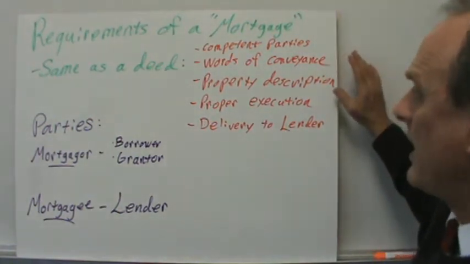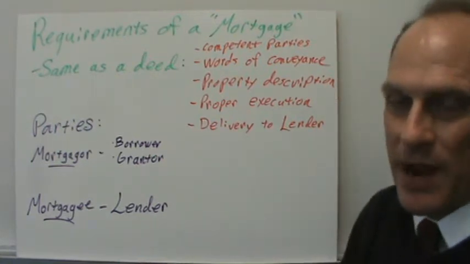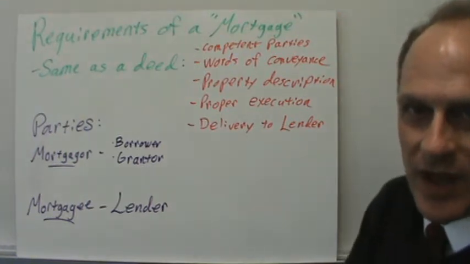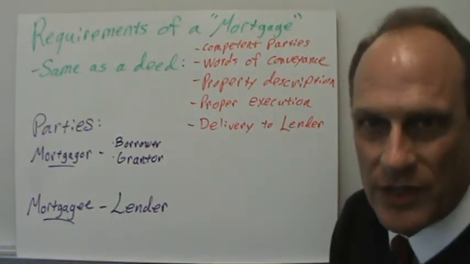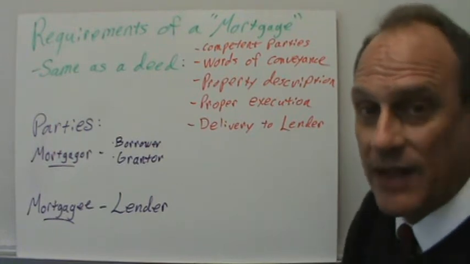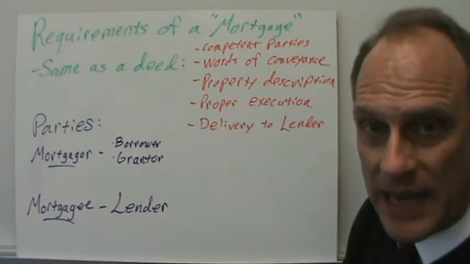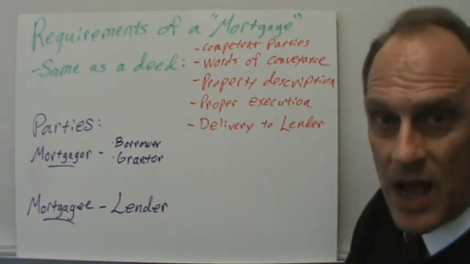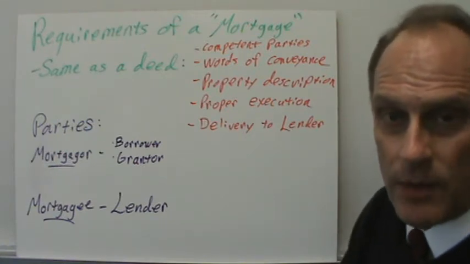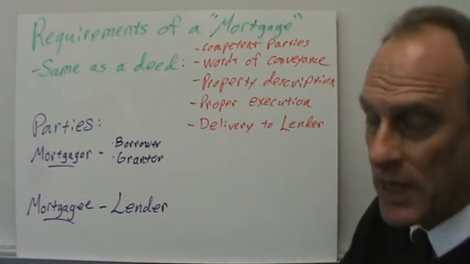You've got to have a property description. You have to describe what property this security interest attaches to that's going to potentially be foreclosed on. You hope not, but it's a possibility, so you have to describe that property. The document has to be properly executed, properly signed, and if there's a witnessing requirement, that has to take place. If it's a notary requirement, that has to take place.